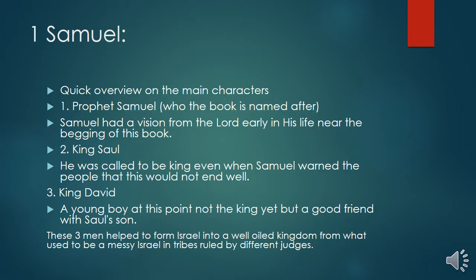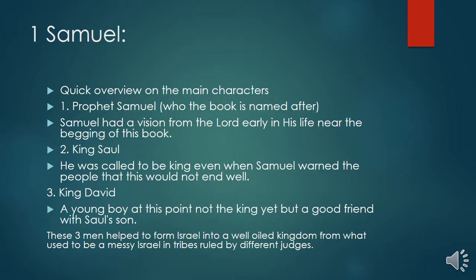So 1 Samuel. A couple things we need to go over here is a quick overview on the main characters. One, the prophet Samuel, who the book is named after. Samuel had a vision from the Lord in his early life, near the beginning of this book. It was from God, God talking to Samuel and telling him things that were to come and that were needed to be heard. King Saul is the second major character in this book.